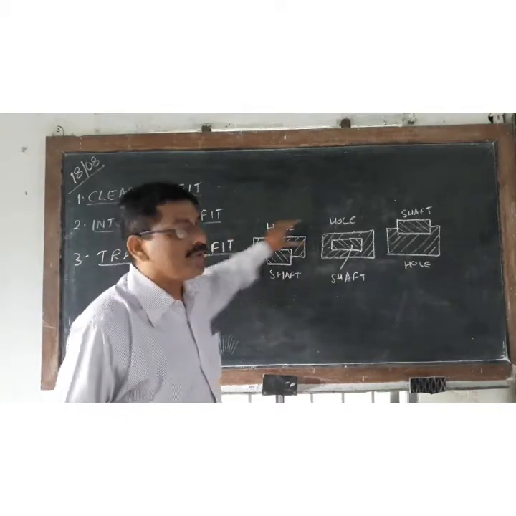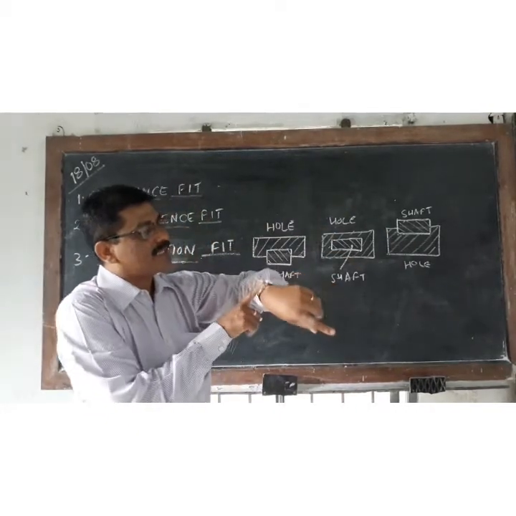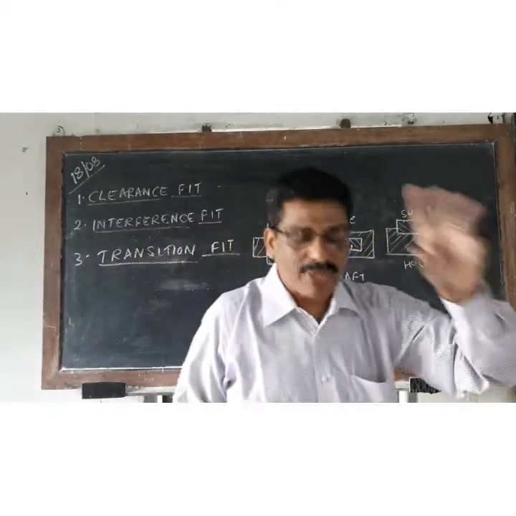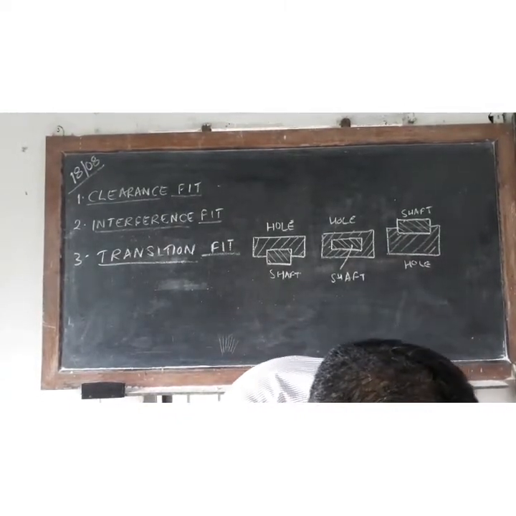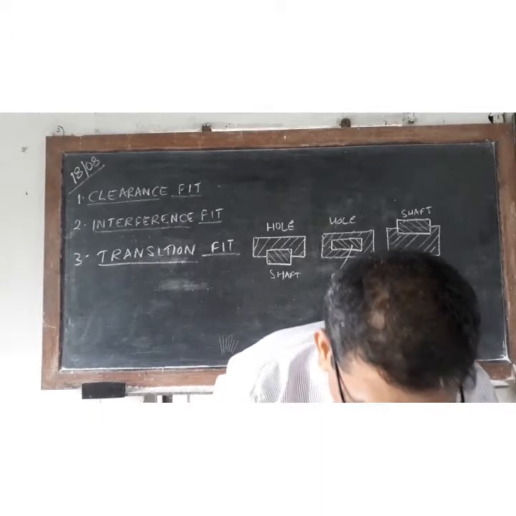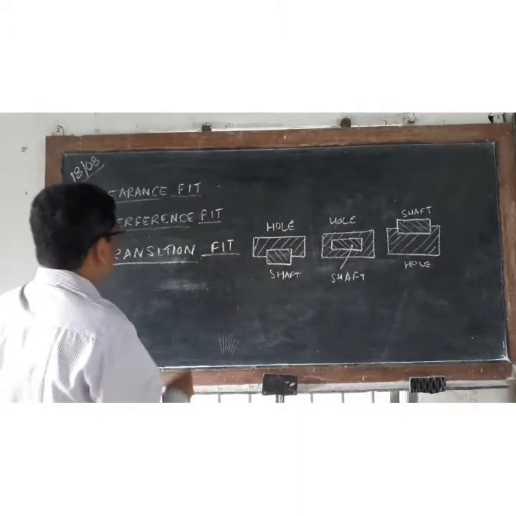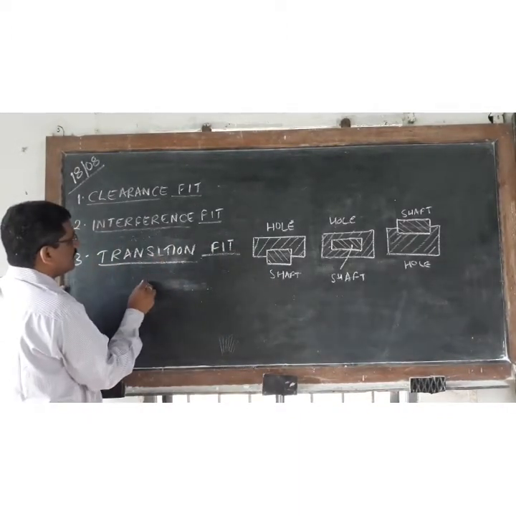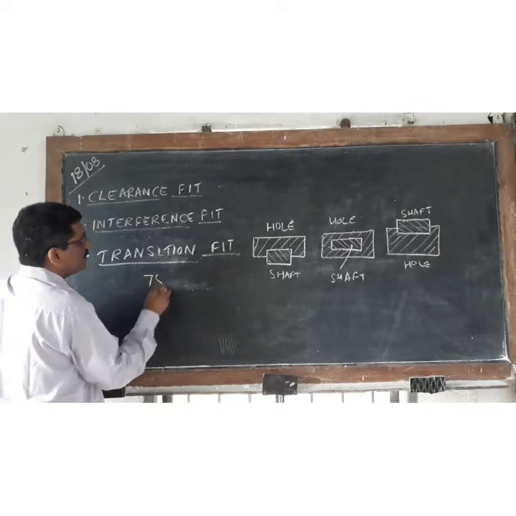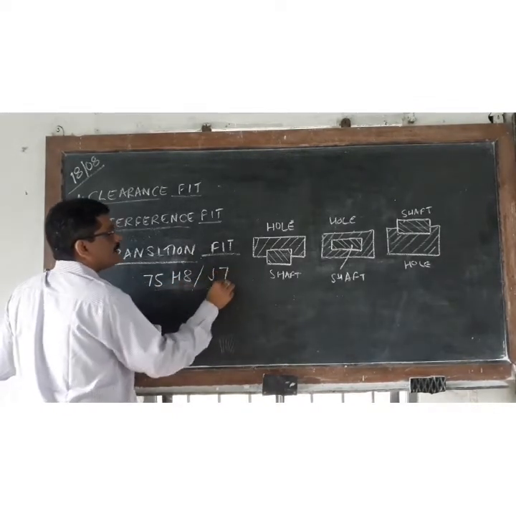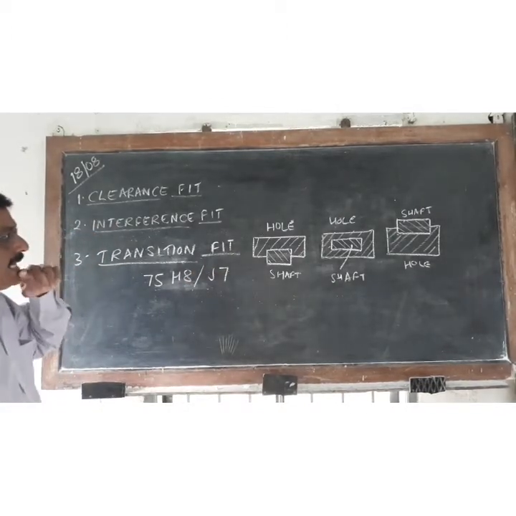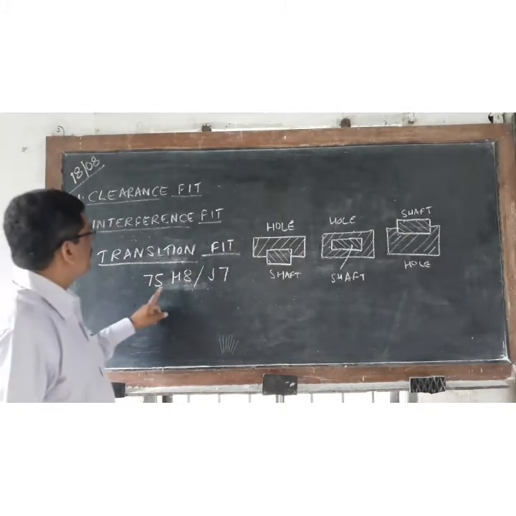So the schematic view of the transition fit is this. One example, I will draw a little bit fast. We will take 75. For that we will take the expression 75 H8 bar J7, H8 bar J7.